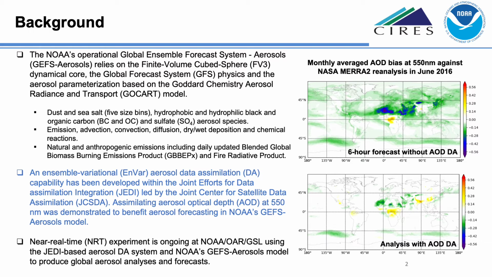Our initial results suggest that assimilating aerosol optical depth, AOD, at 550 nanometer is able to improve the aerosol forecasting in NOAA's GEFS-Aerosols model. The figures on the right compare the AOD from NASA MERRA-2 reanalysis and the 6-hour forecast without AOD data assimilation on the top, and the analysis with the AOD data assimilation on the bottom. So you can see that the analysis with AOD data assimilation is able to significantly reduce the AOD bias compared to the 6-hour forecast without AOD data assimilation.